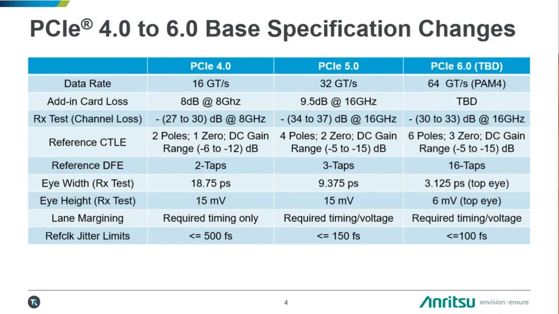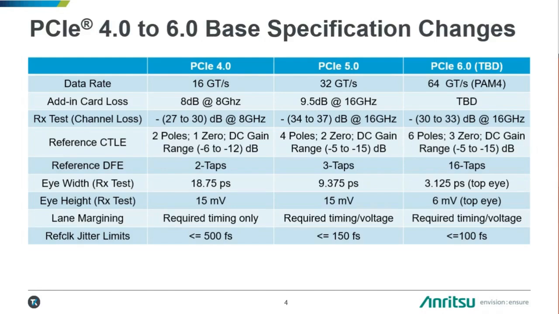Increasing more complexity in the reference equalization, looking at CTLE and DFE. So CTLE, you've gone from 2 poles and 1 zero to 4 poles and 2 zeros and 6 poles and 3 zeros expected for Gen 6. Also showing the DC gain ranges for each of those standards. Reference DFE, increasing number of taps, 2 to 3 to 16. Looking at the minimum I that's required to be supported by the receiver.